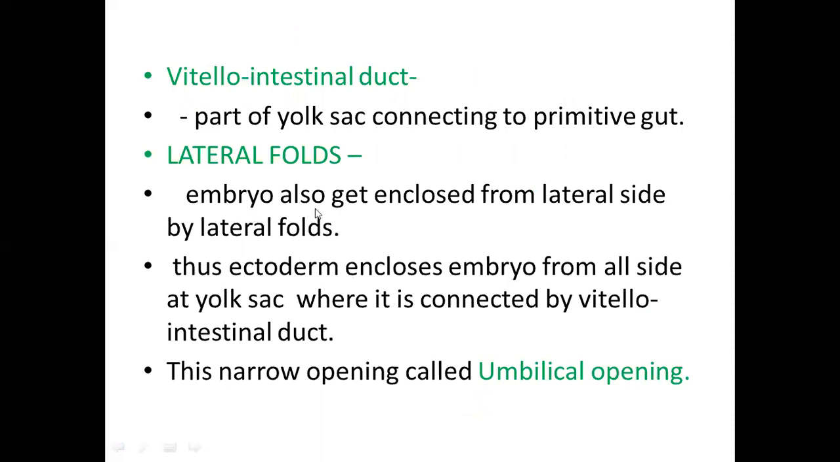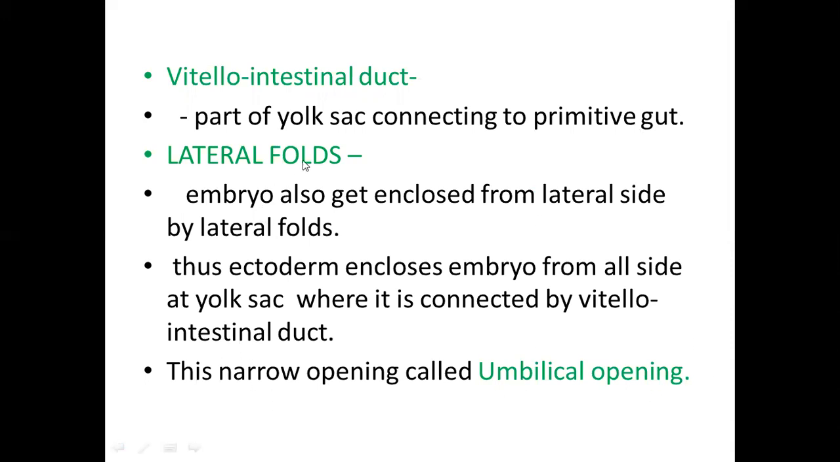Now one should know that the part of the yolk sac connecting to the primitive gut is called the vitello-intestinal duct. The embryo also gets enclosed on the lateral side as head fold and tail fold take place. So from the lateral side, the lateral fold takes place. The ectoderm encloses the embryo from all sides at the yolk sac where it is connected by the vitello-intestinal duct. We have seen what the vitello-intestinal duct is: it is a part of the yolk sac connecting to the primitive gut.